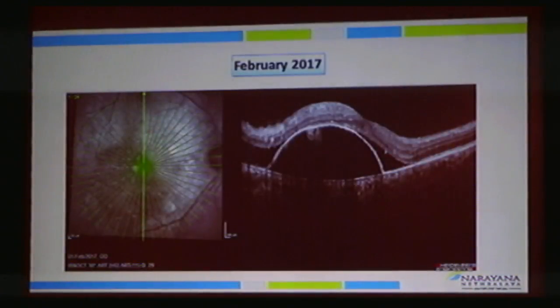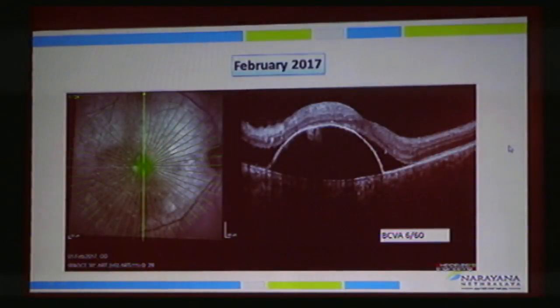But our success was short-lived. You see the next month again, the patient presents with a large PED inferiorly, along with some subretinal fluid. I'm sorry, the video is not playing. We repeated the FA and the ICG.